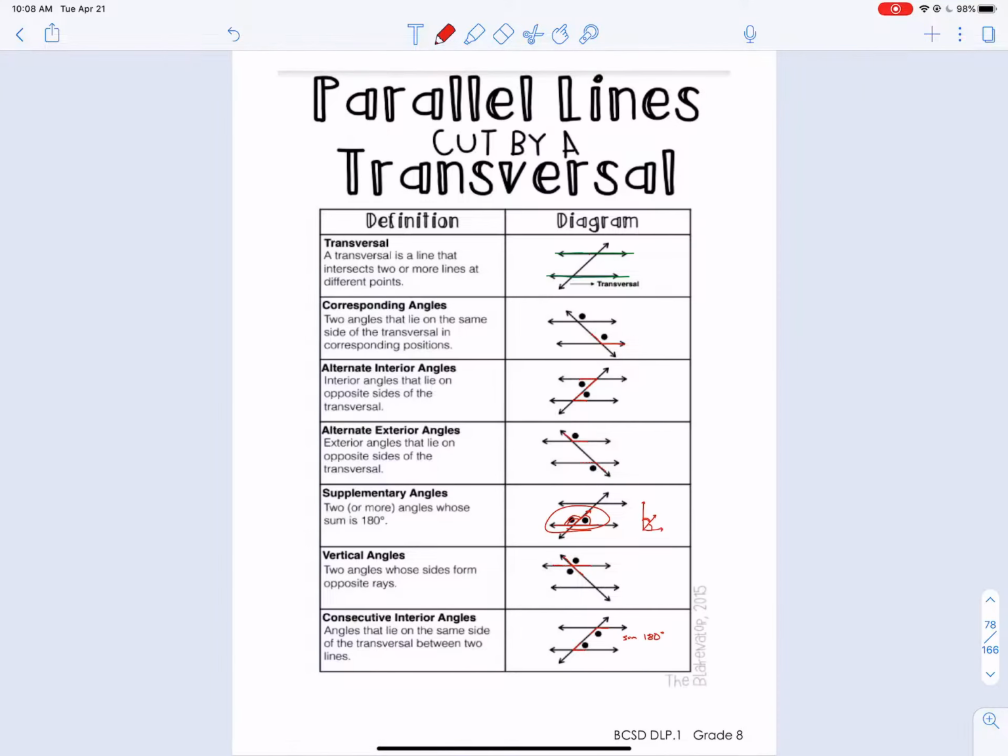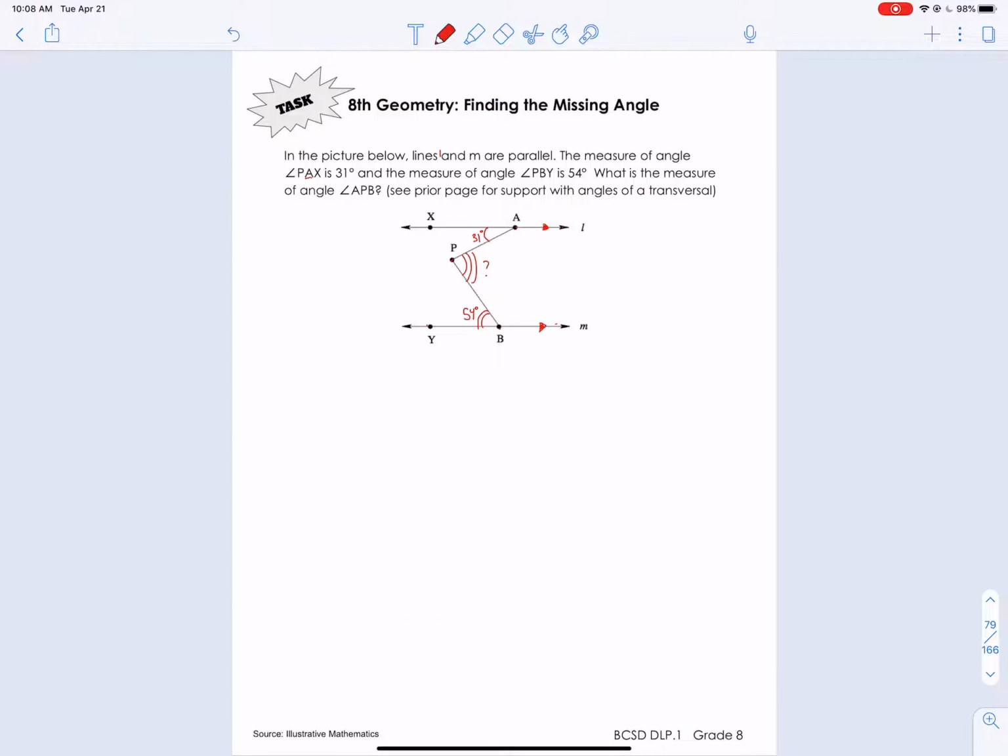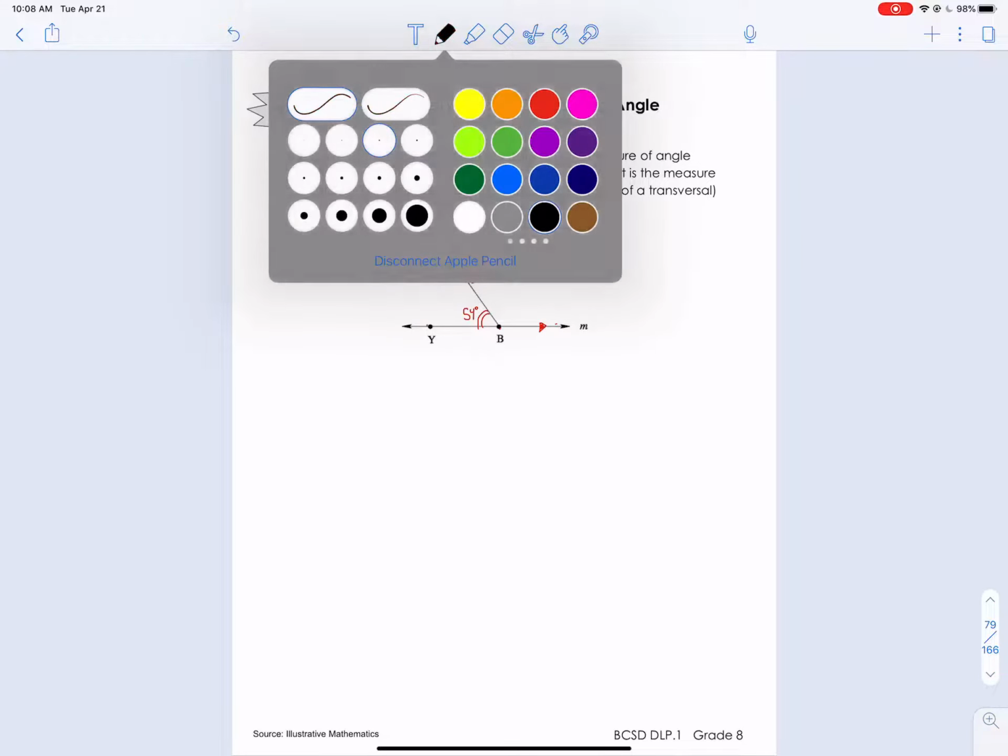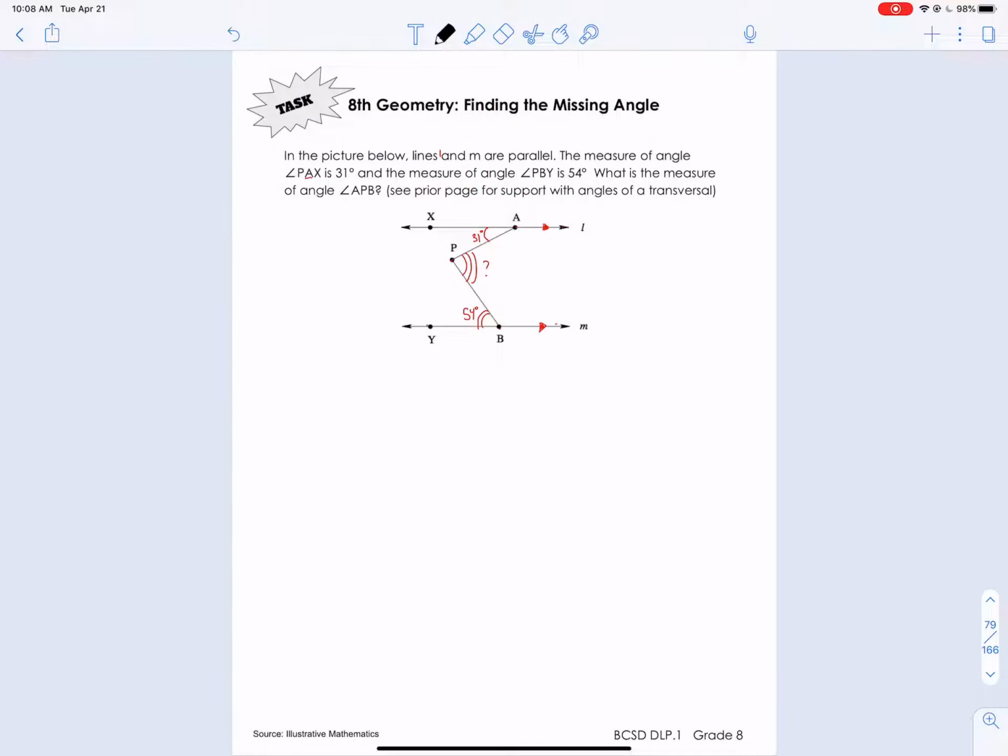So based off of this information, we know that some of these angles are equal. It kind of looks like this is a 90-degree angle, but you cannot assume that. We do not know that. So we cannot make that assumption. So here's what I'm going to do. I'm going to draw a third line from P, and I want it to be parallel as well.